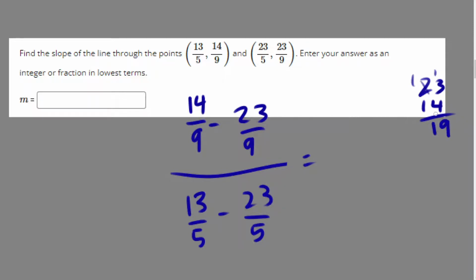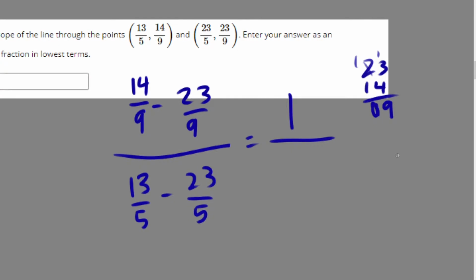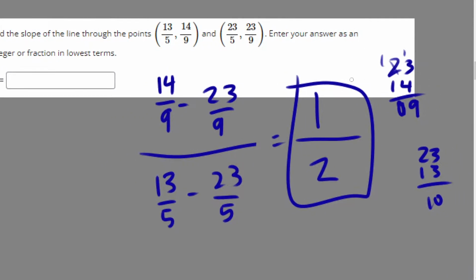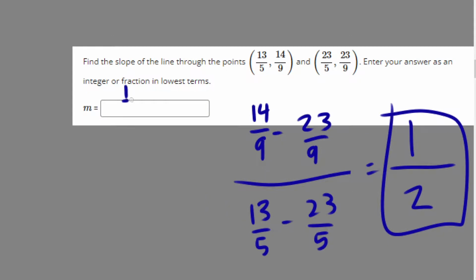9. So 9 over 9, which is 1, over, and then 23 minus 13 is equal to 10, which will give you 10 over 5, which is 2. So 1/2 is your slope. Oh, I forgot to mention, both of these are negative, but since they're both negative, it turns into positive. So 1/2 is our slope.